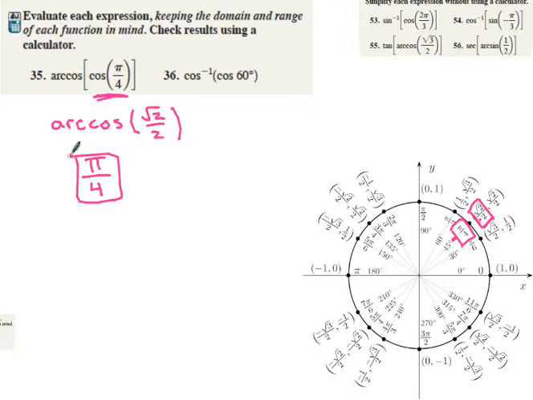Looking at number 36, same idea, but with degrees. I want to find the cosine of 60. Cosine of 60 is 1/2. Then I'm going to take the cosine inverse of 1/2, which brings me back to pi over 3. So this equals pi over 3. That's how we work forwards and backwards with our inverse statements with the trig functions. Now let's see if I mix and match some of this.